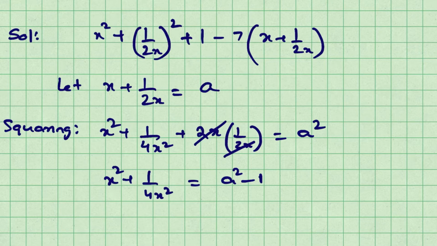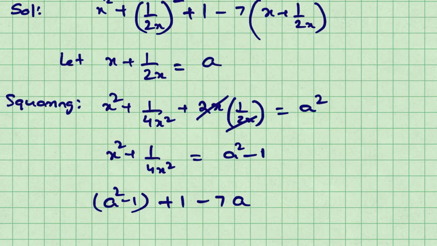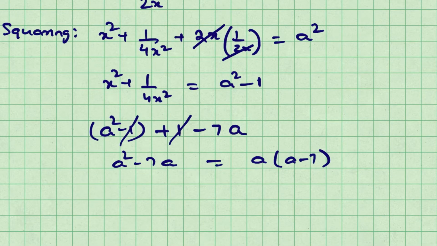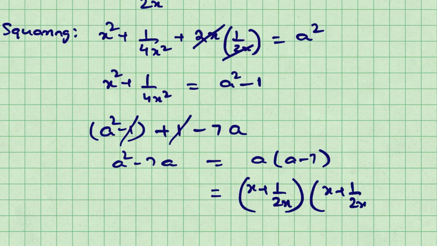Now let's replace them in the given question. So the first two terms can be replaced by a square minus 1, plus 1 remains as it is, and the last bracket is a. So the given equation can be written like this. This plus 1 and this minus 1 will get cancelled out, and we will be left with a square minus 7a, which can also be written as a into a minus 7. So let's replace a back as x plus 1 by 2x, and we'll get our answer. So this is the factorized form.